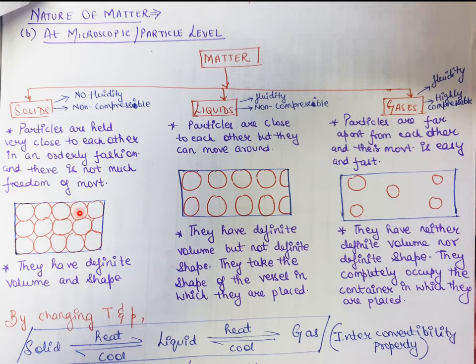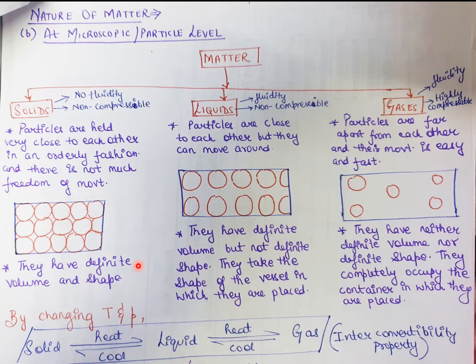So if the matter is in the solid state, the particles would be arranged very tightly to each other in an ordered fashion, and there would be hardly any movement of the particles. So particles will not have any freedom of movement since they are held very close to each other in an ordered fashion. The solids have a definite volume and a definite shape. Obviously, since the particles are very close to each other, they cannot move, so they do have a definite volume and they do have a definite shape.